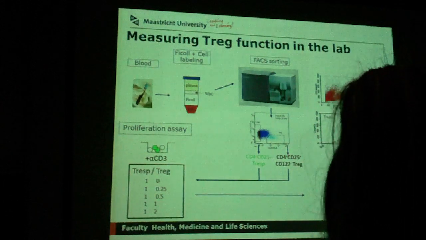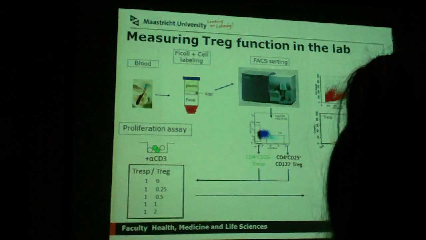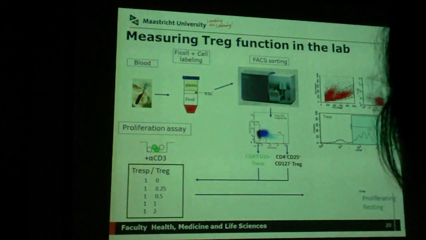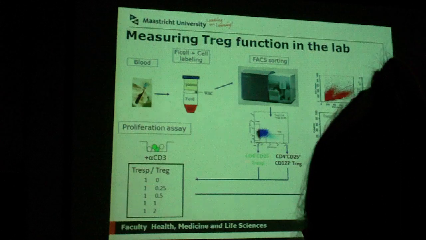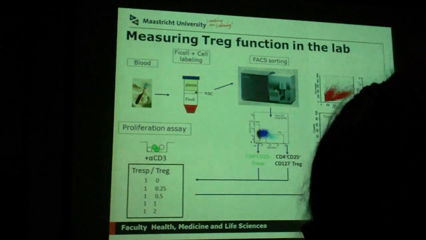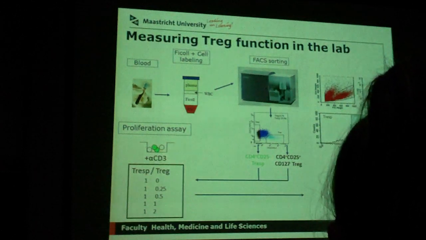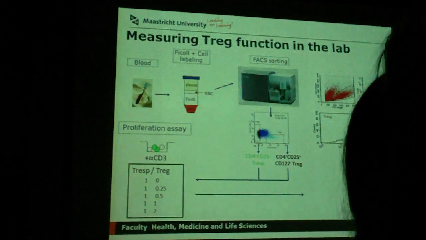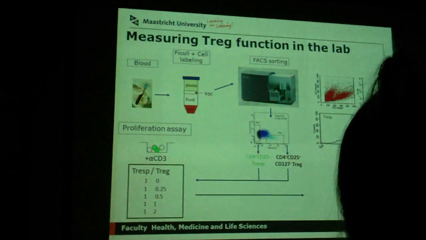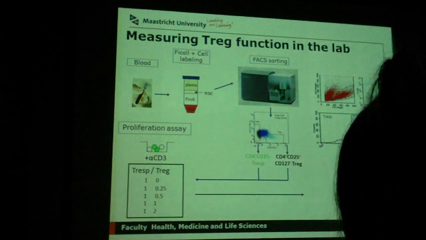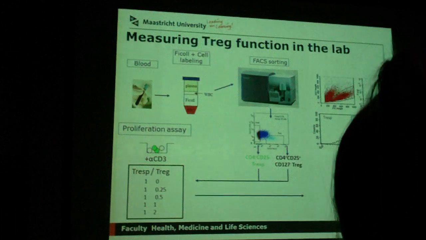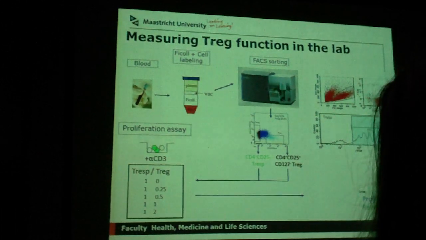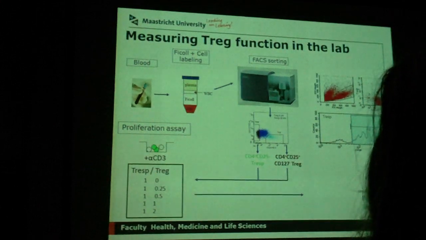And when the cell divides, it will divide its CFSE content over the daughter cells. So you get a peak pattern on a logarithmic scale. These cells didn't divide, these cells divided once, these cells divided twice, 3 times, 4 times, 5 times. So you can really follow the division of cells, not in time, but at a certain moment. And you can calculate then the fraction of the cells which has proliferated.